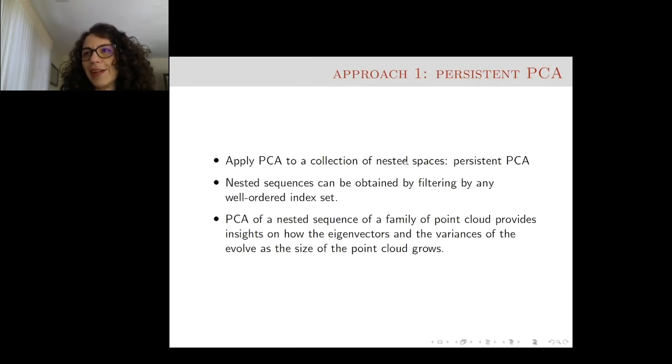Okay, so this is what the first approach does, and I'm going to show you a little later how it works with our data and, let's say, a filtration that depends on the crossing number. That's the most natural. Okay, any questions so far?